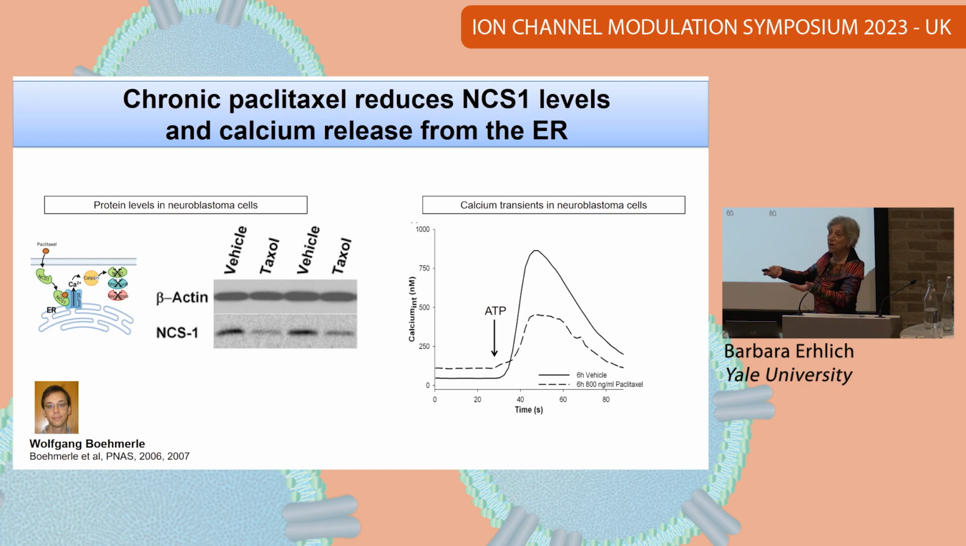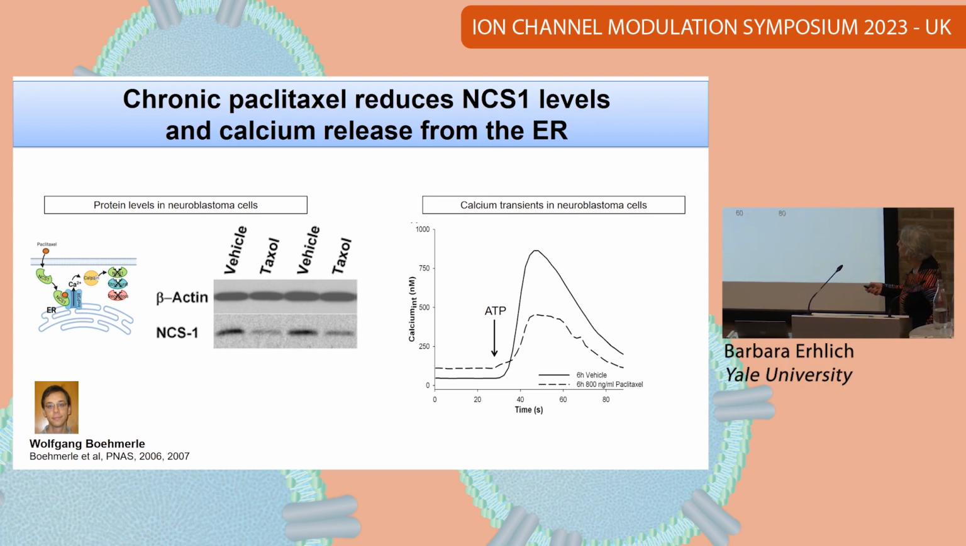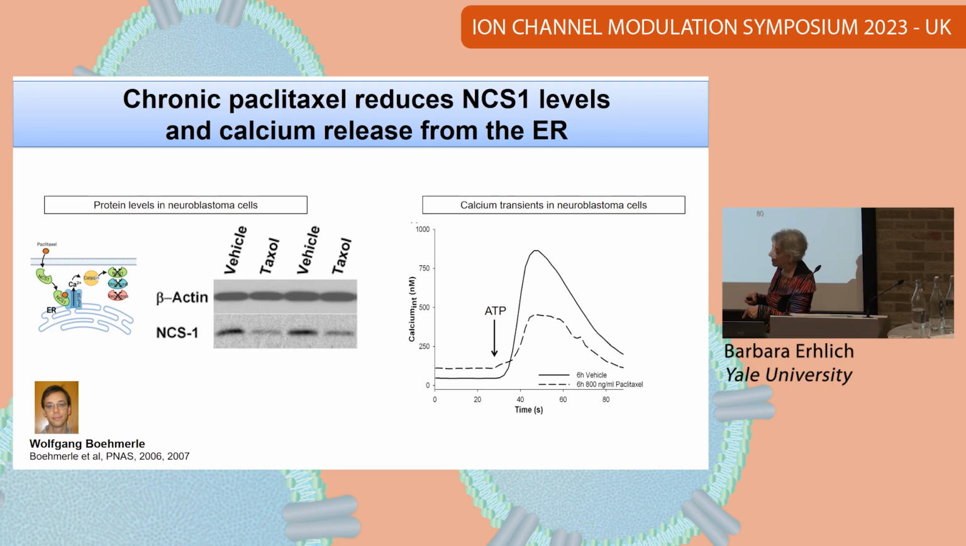So you would predict, as I already showed you, if you have more NCS1, you get more calcium. If you have less NCS1, you get less calcium release, and that's exactly what's shown here. This is time. This is calcium in the cytoplasm. This is, again, neuroblastoma cells. We added ATP here. It doesn't matter what we used to make IP3. And here's a wild type calcium transient. This is after treatment for 6 hours with paclitaxel. This is about 1 micromolar, which is about the level that you find in a breast cancer patient treated with paclitaxel.